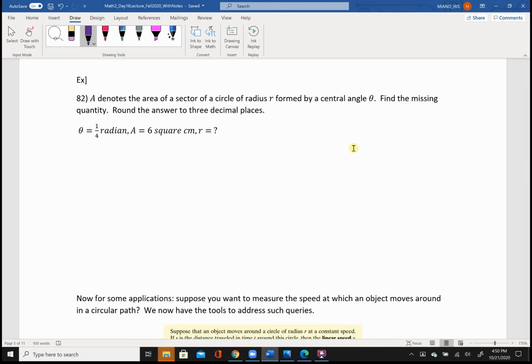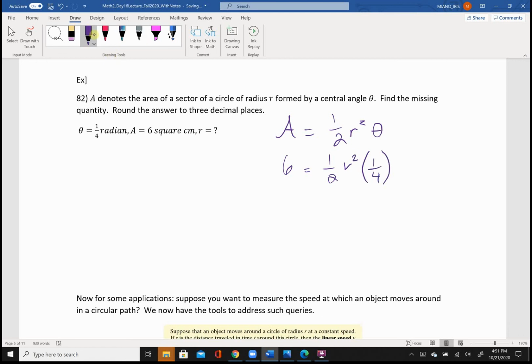We need to just put in 1/4 for theta. Oh, and here's the formula. Let's reference the formula. It's A equals 1/2 r squared theta, where r is going to be the unknown that we're solving for, A is 6, and theta is 1/4. So it is literally just plug and chug. All right, here we go. So it'll be a 6 right here, a 1/2 r squared times 1/4.